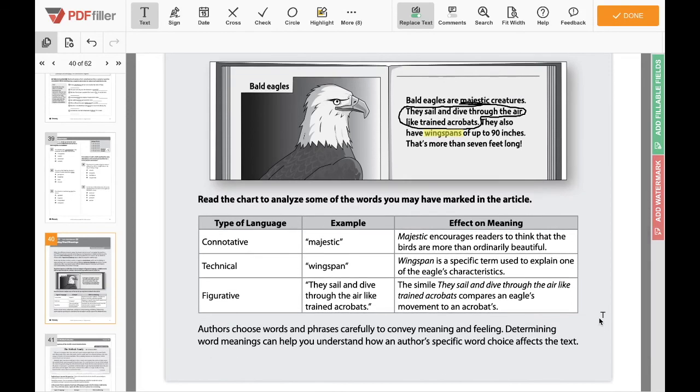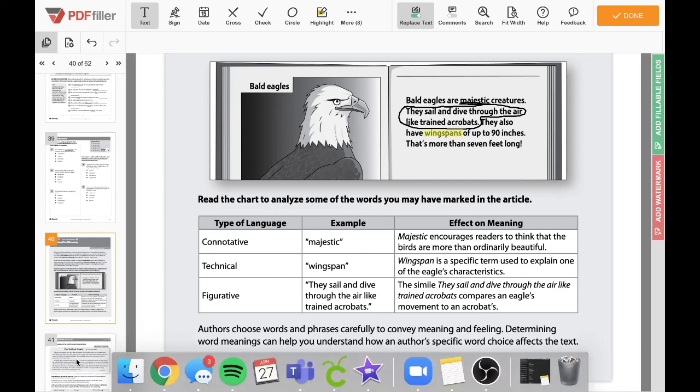So it says, authors choose words and phrases carefully to convey meaning and feeling. Determining word meanings can help you understand how an author's specific word choice affects the text. So how does the author's choice in words, choice in language, affect how we as the reader understand or visualize the text? So again, we are analyzing these different types of word meanings in order to better understand our text.